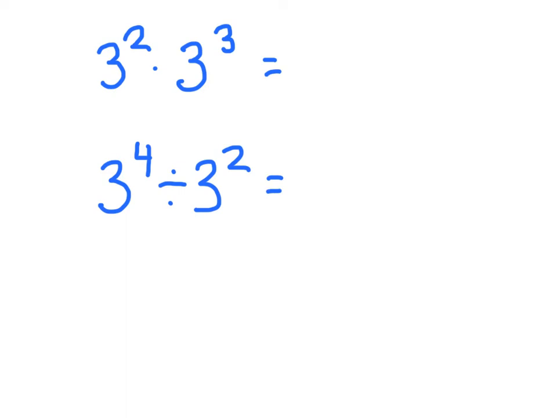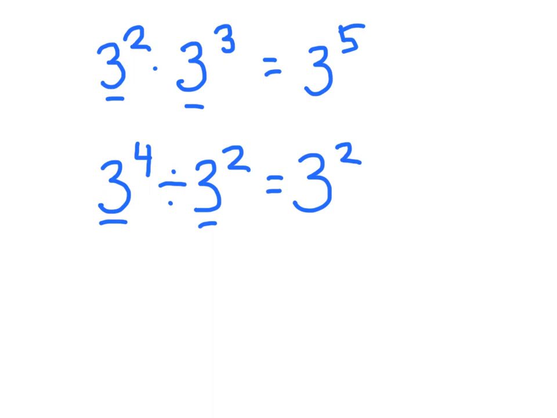Welcome back from pausing the video. The first one, they both have the same base of 3. Since we're multiplying, add the 2 exponents. 2 plus 3 is 5. So this would equal 3 to the 5th power. Here, same base again, but we're dividing, so subtract. 4 minus 2, this would equal 3 squared. All right, how'd you do?